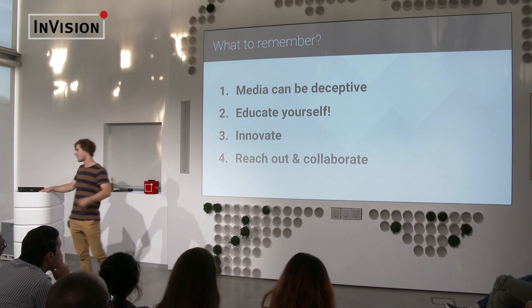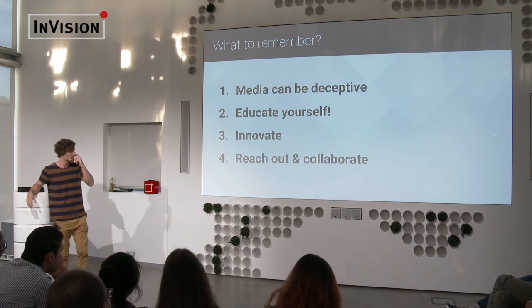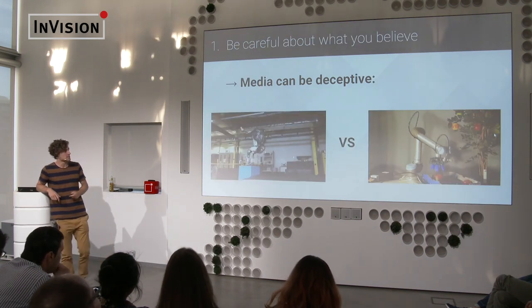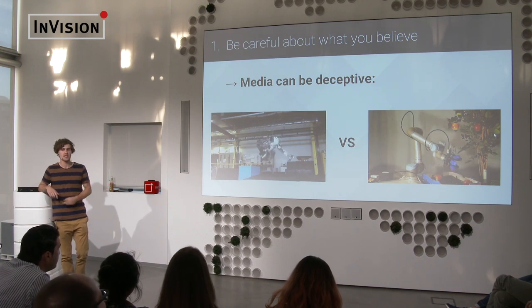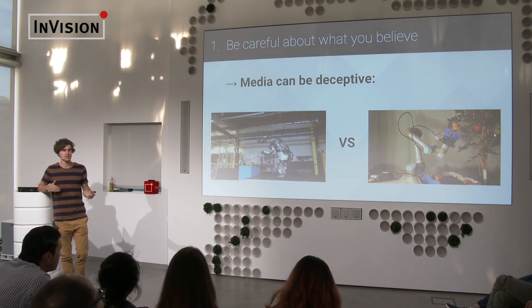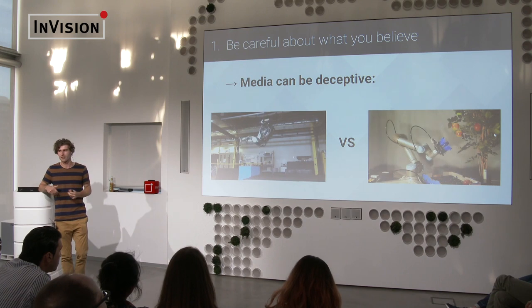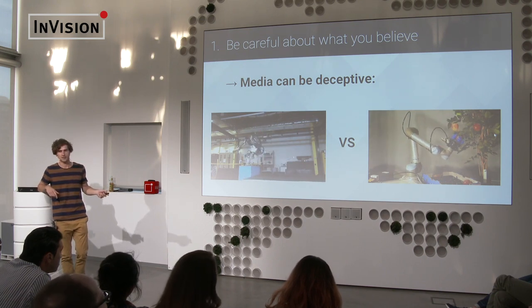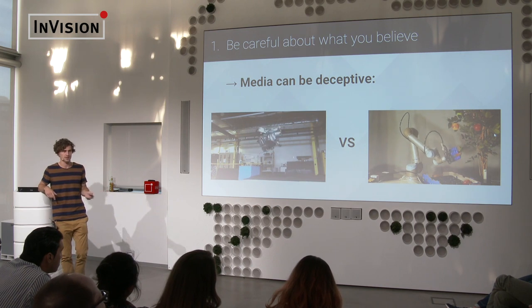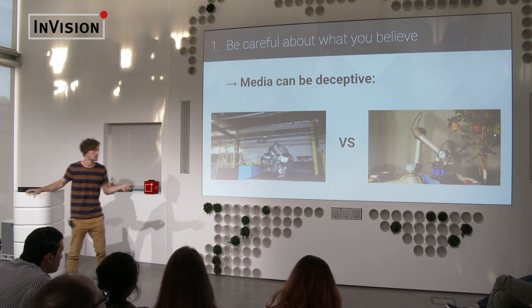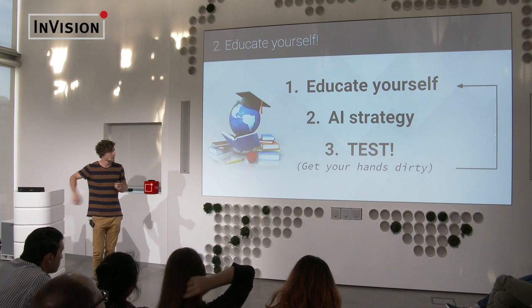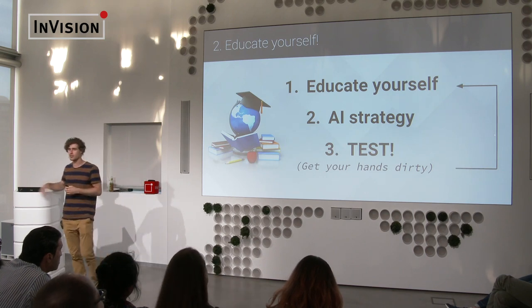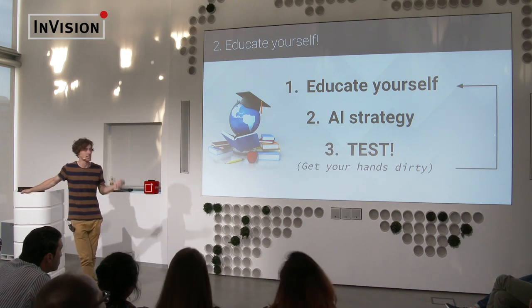Okay, so what do I think are some of the interesting things to remember? Media can be deceptive, so if you see something like this in the media, don't always believe what you see, because sometimes it's very different than what you think it is, right? This is not really impressive, but this is really impressive. And it's sort of difficult to see the difference if you don't really have the background. The second thing is educate yourself. I have a blog post on this called Catching the AI Train.